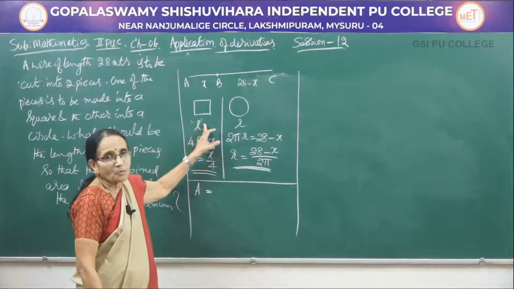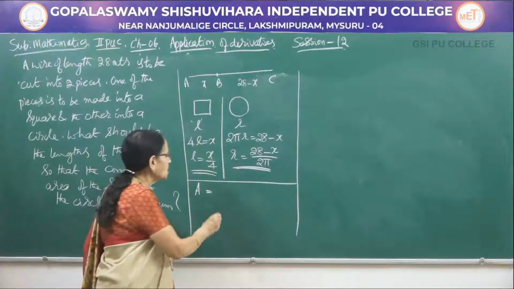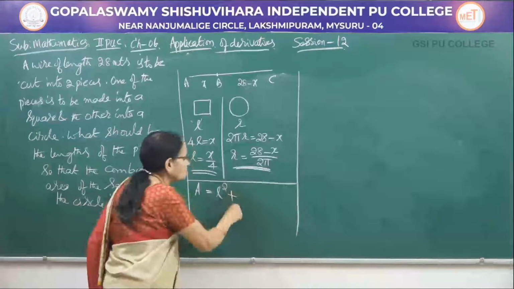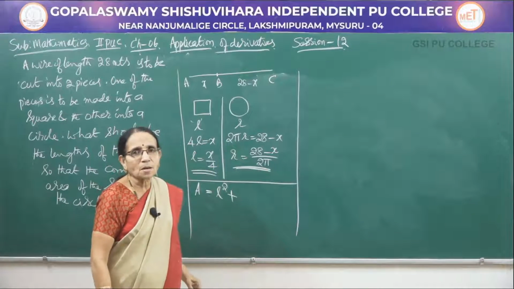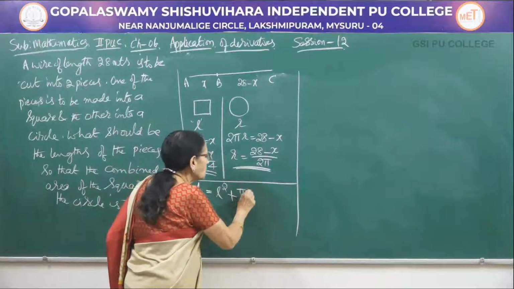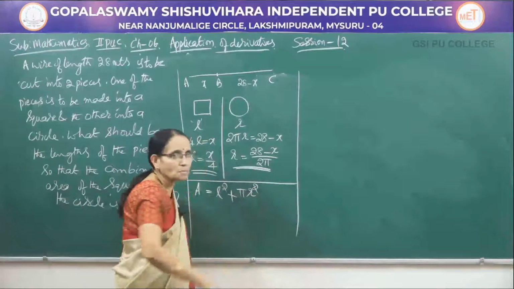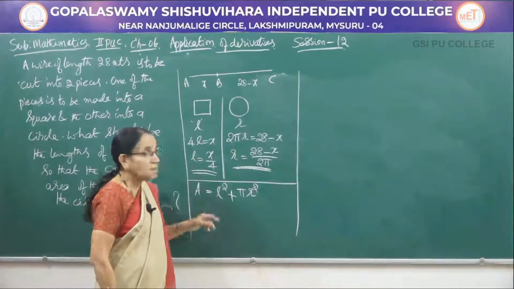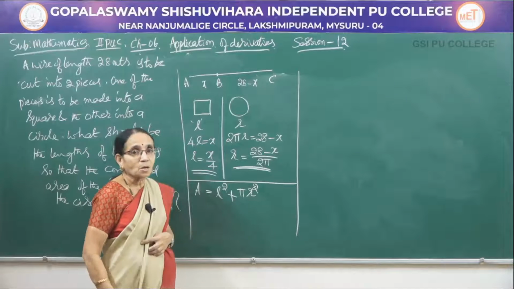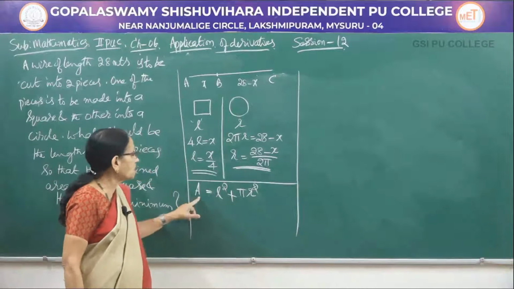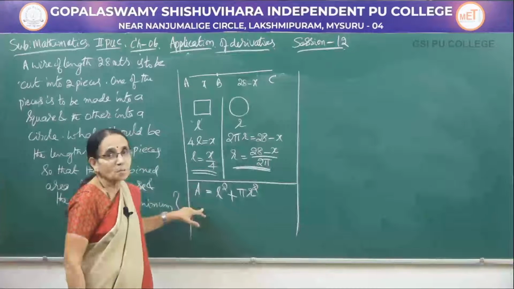What is the area of a square? L into L, that is L square. Now, what is the area of a circle? You know that it is pi R square. Correct? See, A is the combined area. You have to write that one. Let A be the combined area, all those things you have to write. The statement should be written.